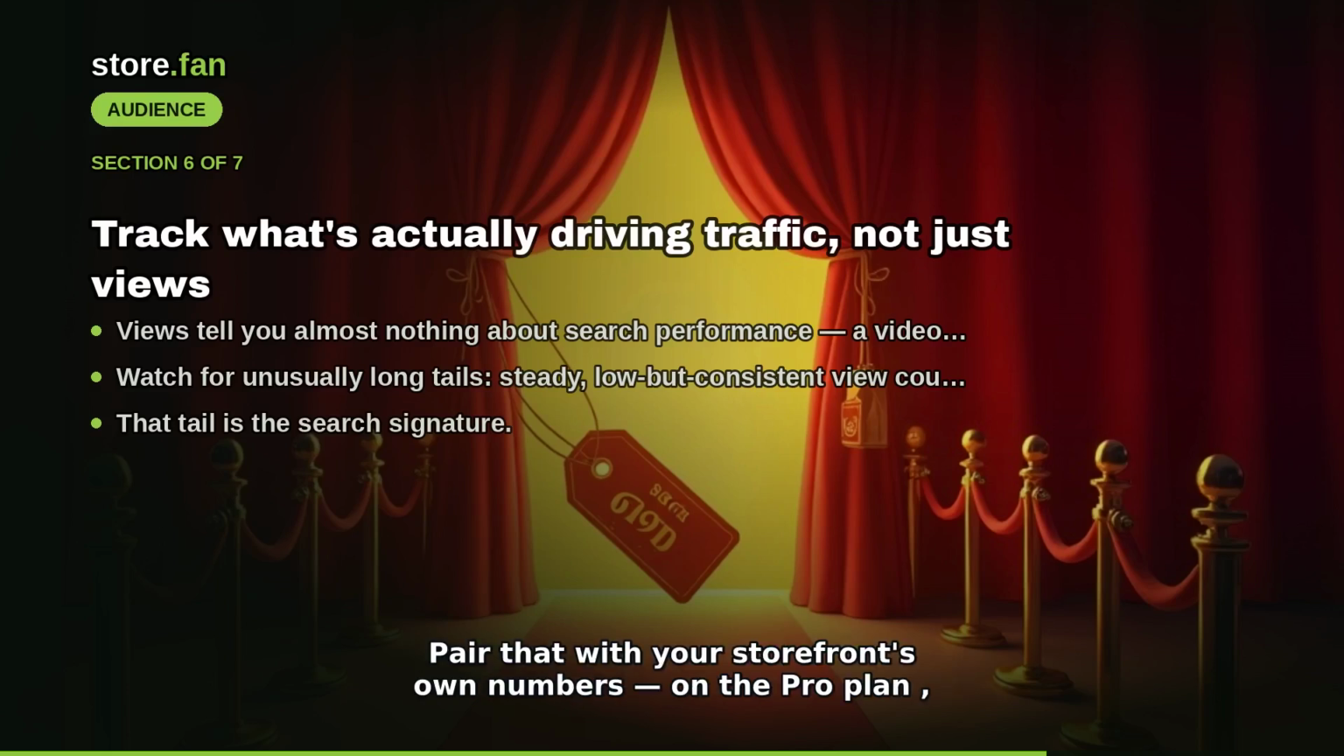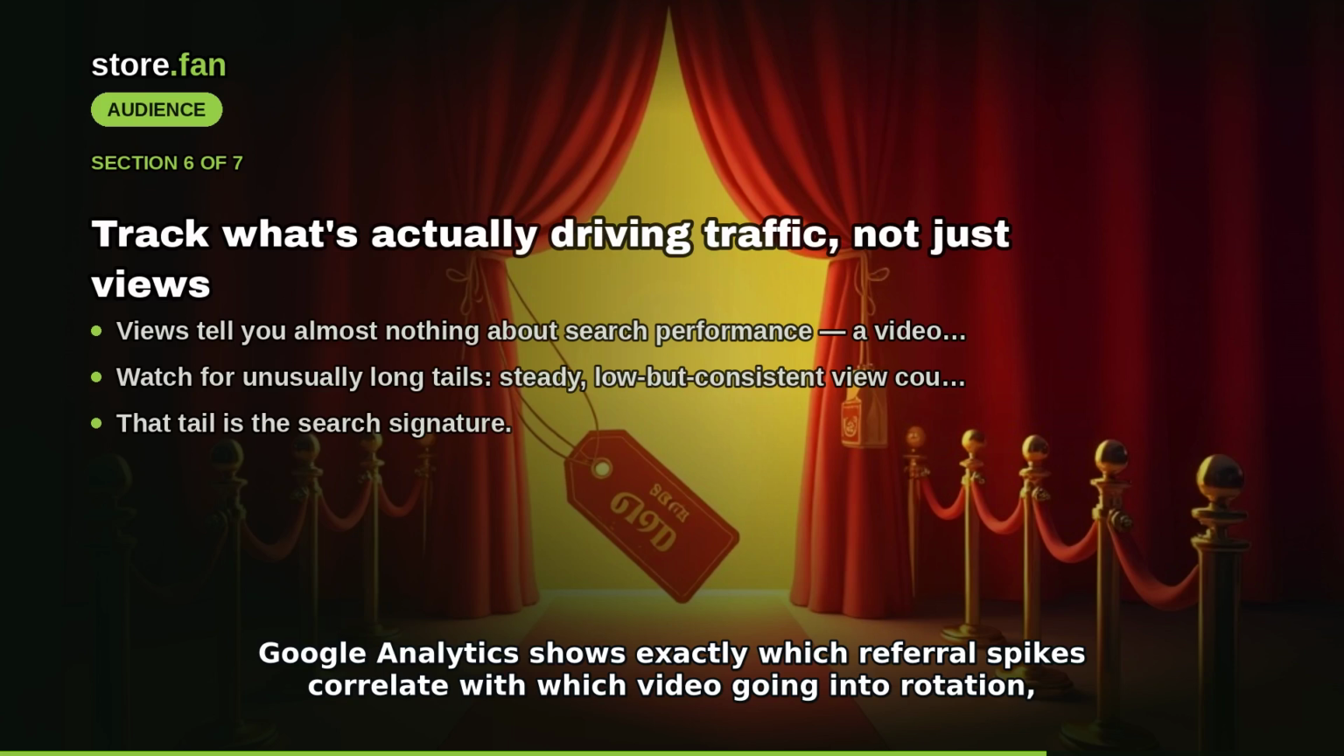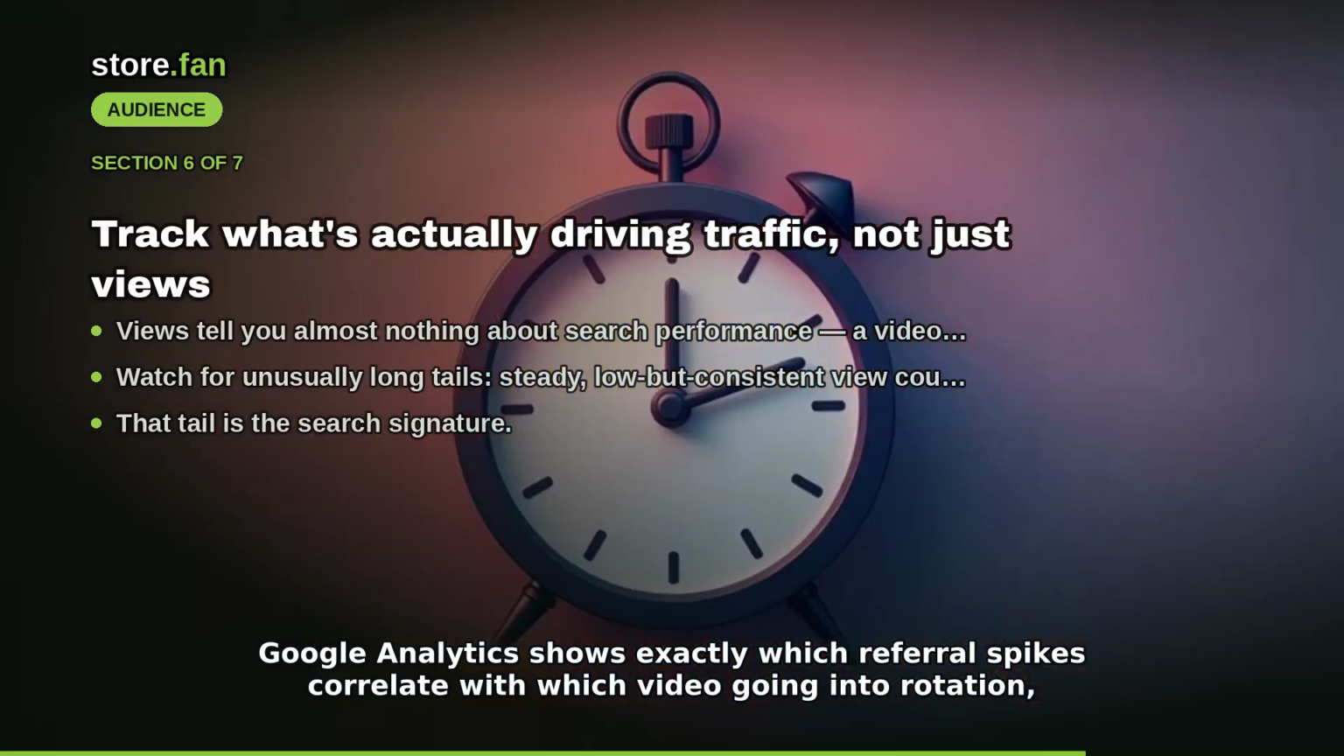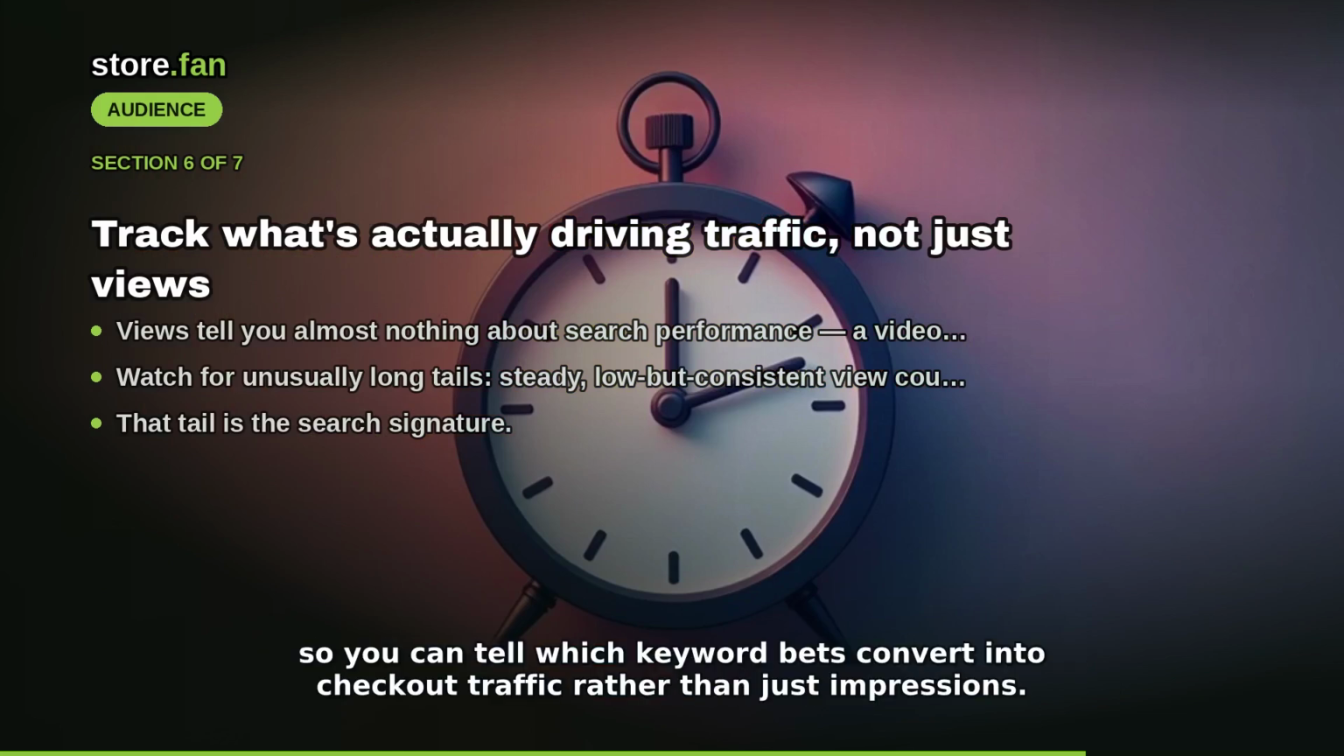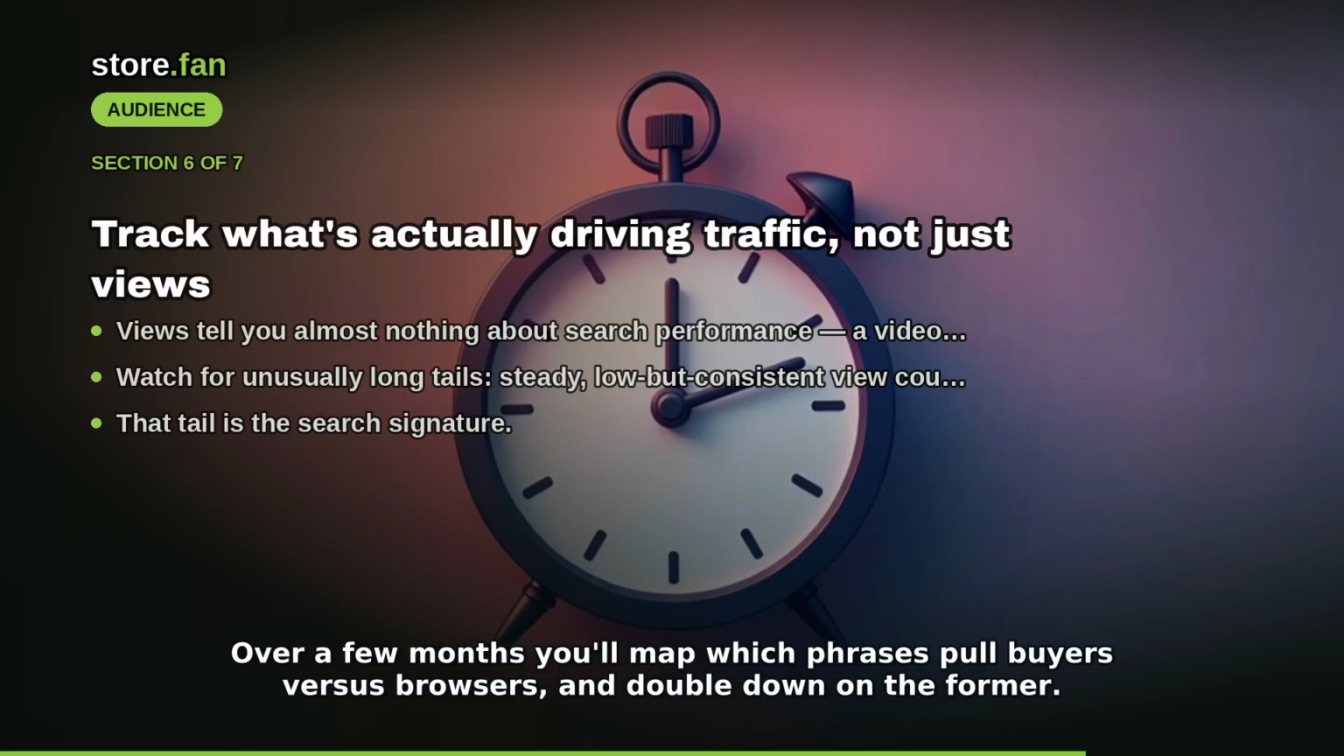Pair that with your storefront's own numbers. On the Pro plan, Google Analytics shows exactly which referral spikes correlate with which video going into rotation, so you can tell which keyword bets convert into checkout traffic rather than just impressions. Over a few months, you'll map which phrases pull buyers versus browsers and double down on the former.